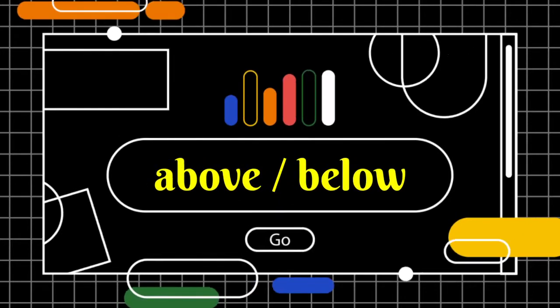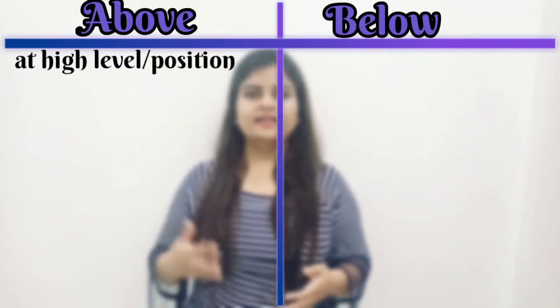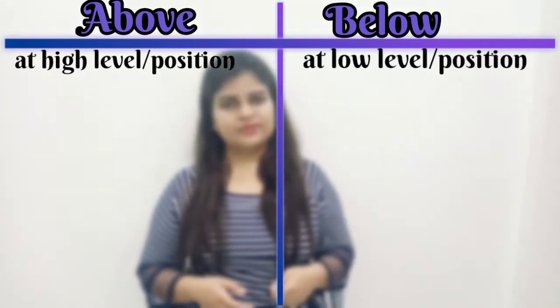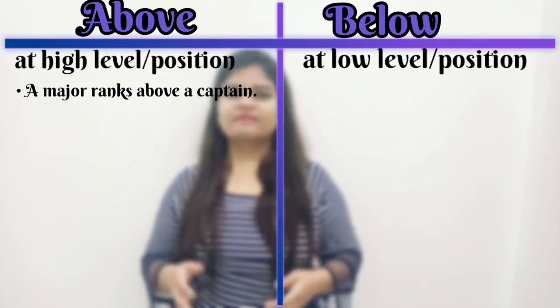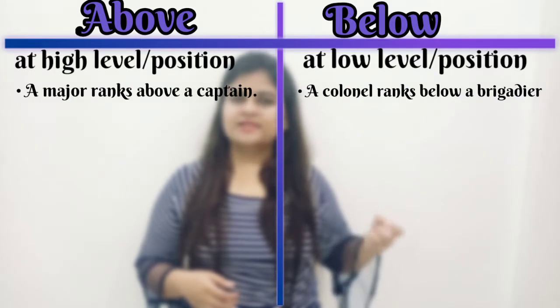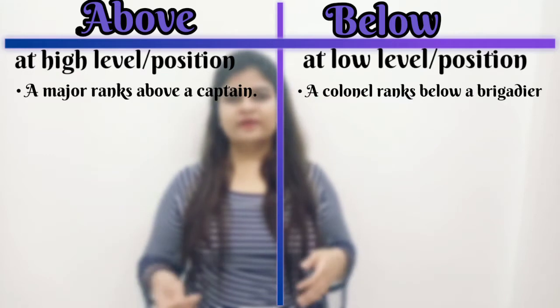Let's create a contrast between above and below. Above and below are just opposite to each other, and to understand it better, we will make a table. Above means at a high level or position, whereas below means at low level or position. Like a major ranks above a captain, whereas a colonel ranks below a brigadier. Here we are talking about ranks, so above and below.